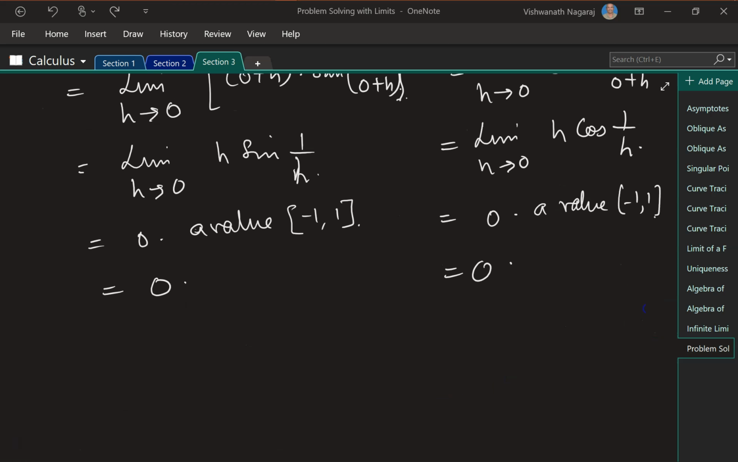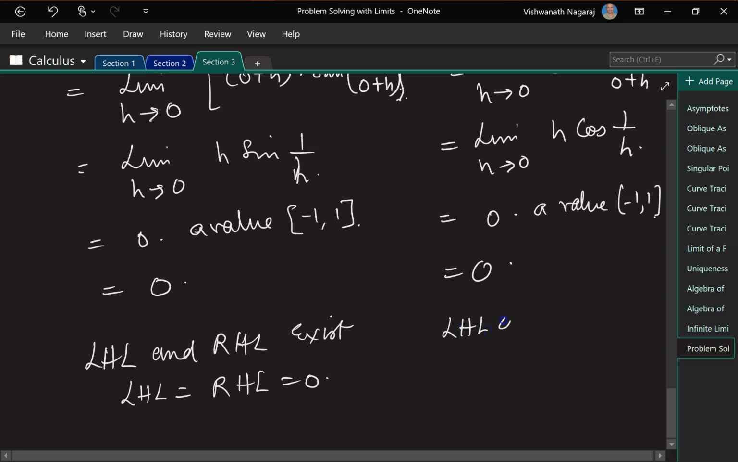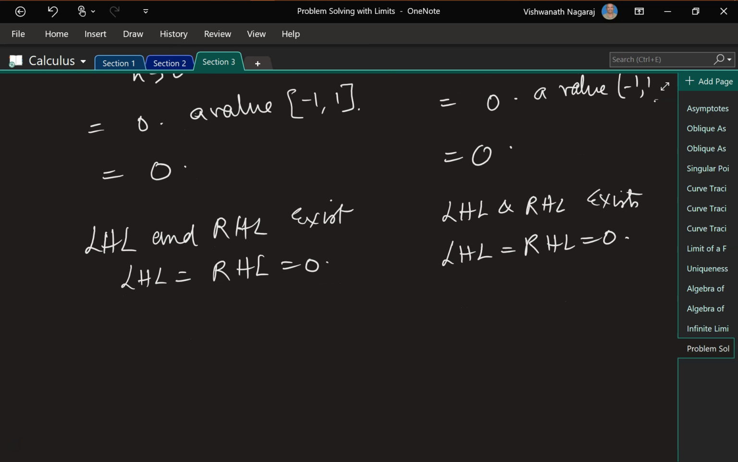Now in case of x sin 1 by x, LHL and RHL both exist, and LHL is equal to RHL, which is equal to 0. So therefore the limit exists. Similarly here, LHL and RHL exist, and LHL is equal to RHL equal to 0. So the limit exists in both the cases, and it is 0.